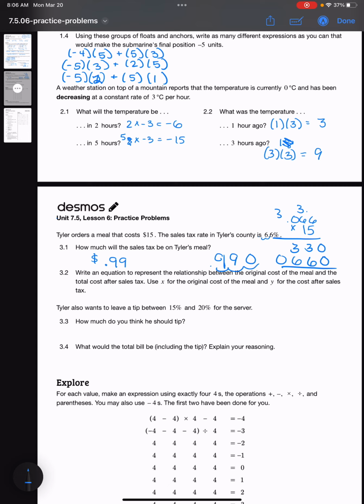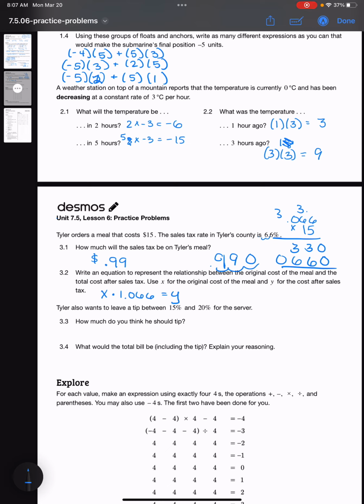Write an equation to represent the relationship between the original cost of the meal and the total cost after the sales tax. So remember, if I'm adding on sales tax, we have the cost of the meal, and then we want to multiply it by the cost of the meal plus the tax increase, and that is going to equal Y, the cost after the sales tax.